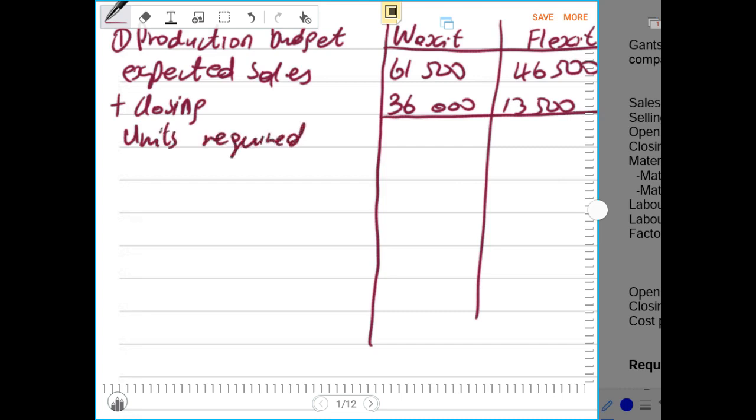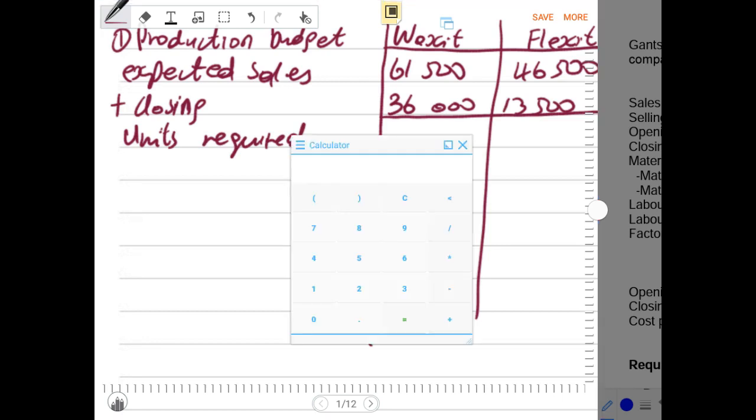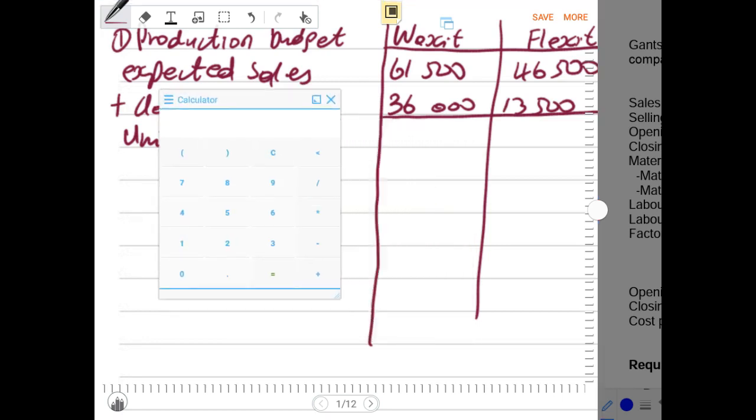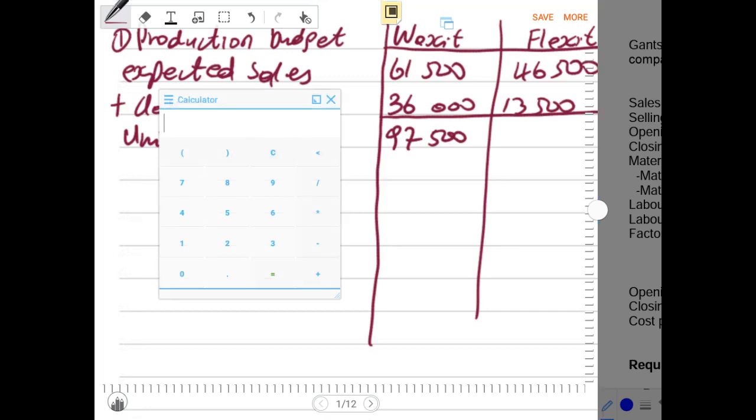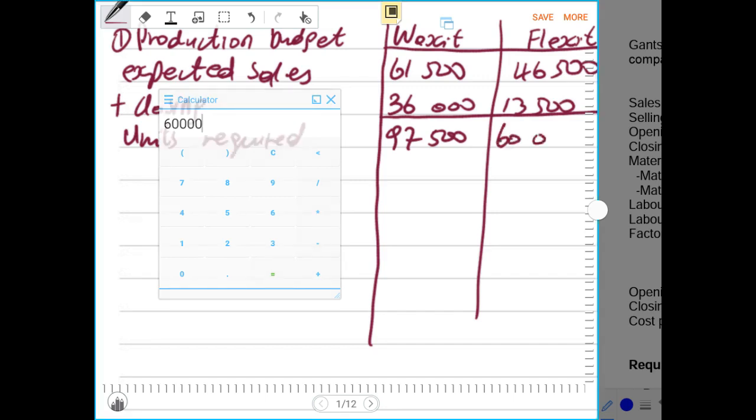Then we say units required, and units required will be the total of the two, which is 61,500 plus 36,000 units. Then that will give us the total of 97,500. Then after we add 46,500 and plus 13,500, that will give us the total of 60,000 units.